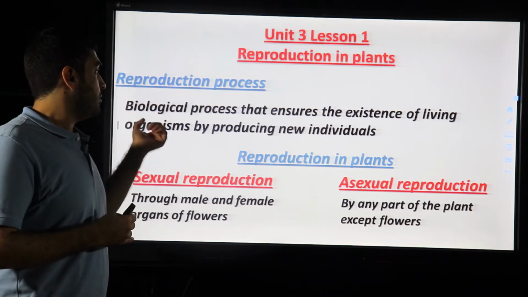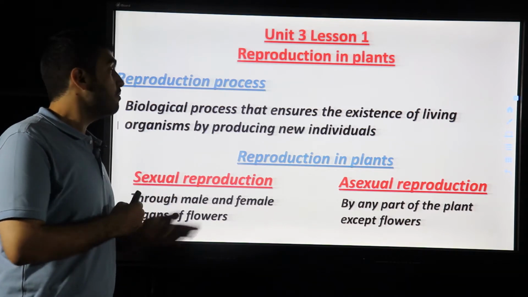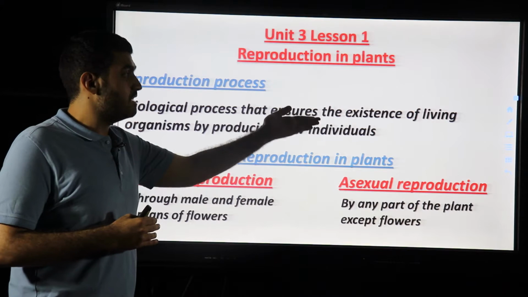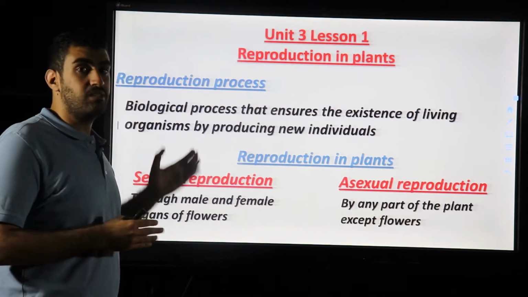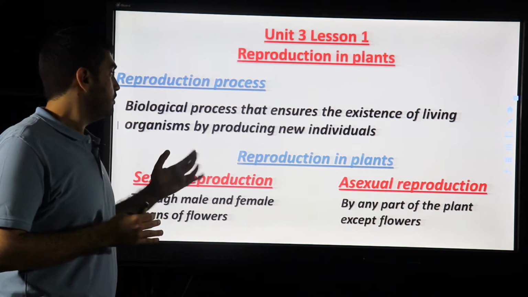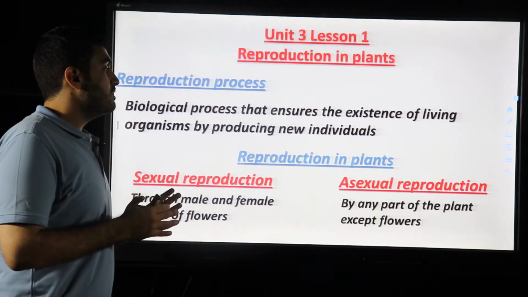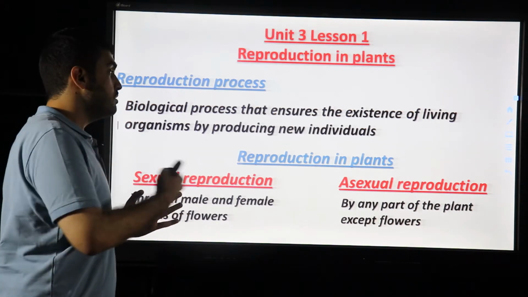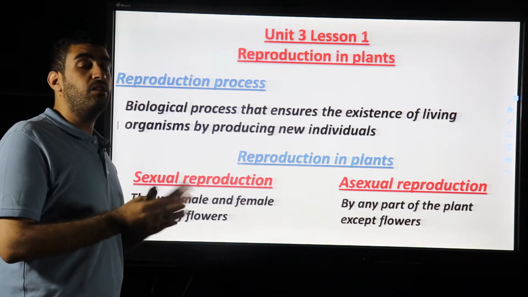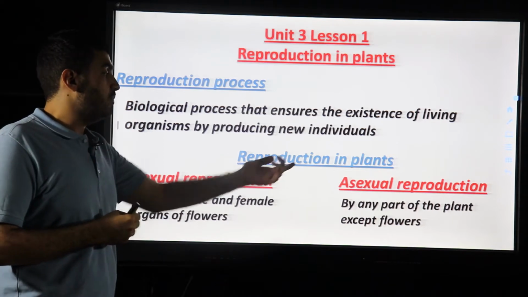Reproduction is a biological process, which means it's related to living organisms, that ensures the existence of living organisms by preventing extinction, by producing new individuals to make sure that the species goes forward and does not become an extinct species. Reproduction in plants.